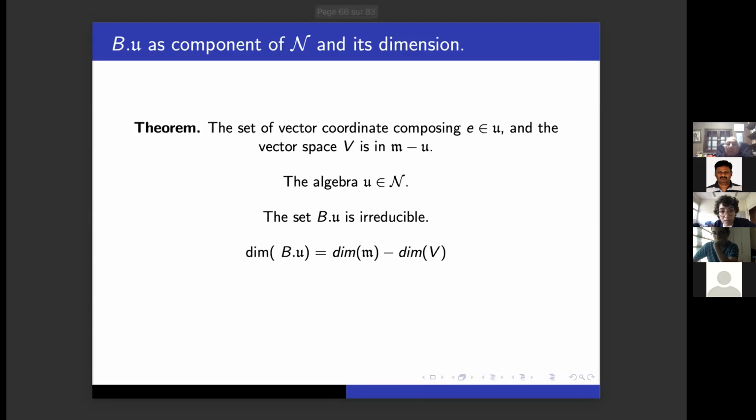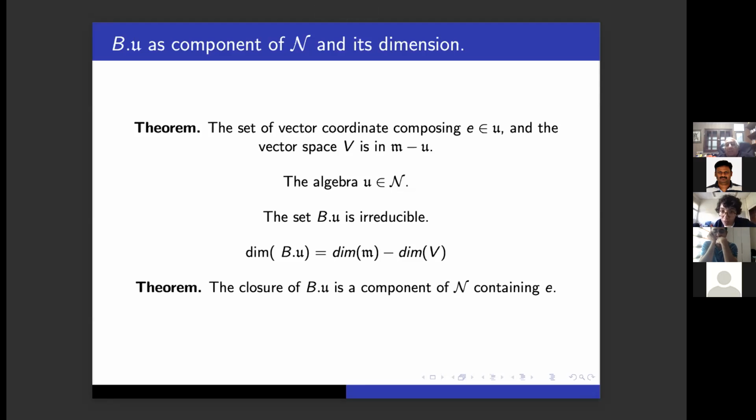And lastly, there's this equality of dimension. The dimension of BU is equal to the dimension of M minus the dimension of V. This is really not an obvious equality, but this is what we need to have a component. This is what we expect as the dimension of the component. Now we can say that the closure of BU is a component of N containing U.